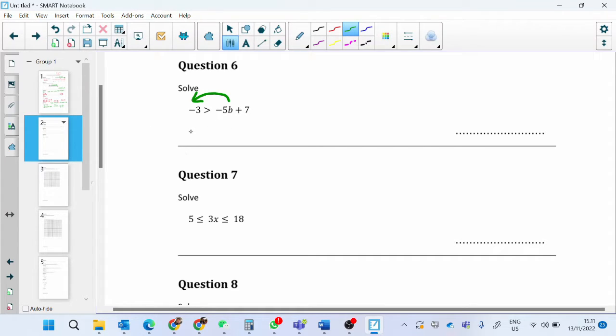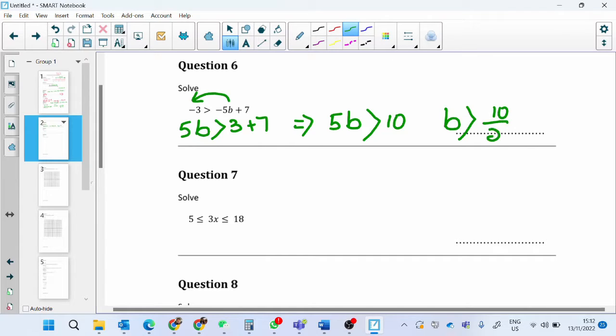So we move this to this side and it becomes positive 5b, and we do not change this inequality sign. It remains the way it is. Just this negative, when it comes here, becomes positive, and this 3 is negative, so when it goes to the other side, it becomes positive 3 and plus 7. So now this gives us 5b is greater than 7 plus 3, which is 10, and b is greater than 10 divided by 5, or b is greater than 2. So this is the answer for our solution.